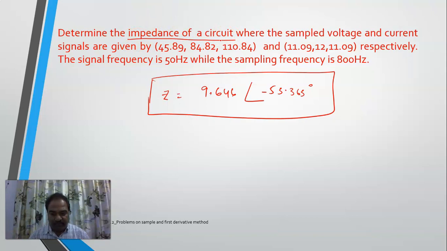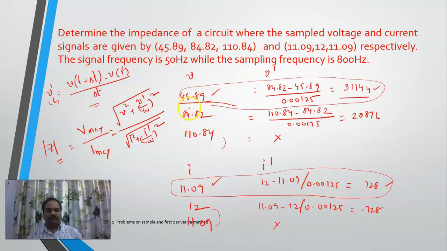Now I have taken this particular reading, the first set of readings. Now if you want, you can go with the second set of readings also. You will get the same value again. So this is how we determine the impedance phasor when samples of voltage and current have been given, on the condition that they were taken simultaneously.